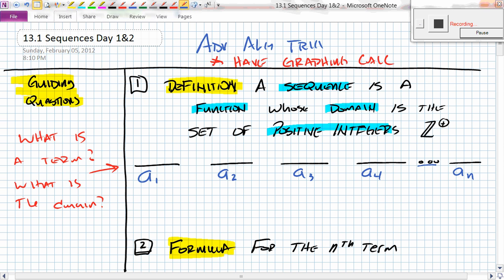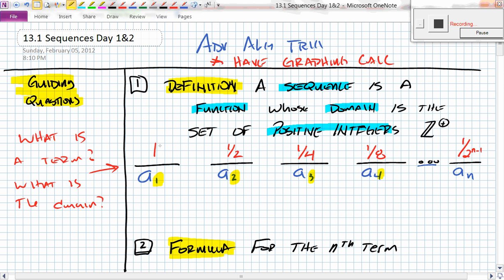Now when I say domain, I'm talking about these digits down here, the subscript. 1, 2, 3, 4. Those are your positive integers. That's your domain, not the output values. A lot of people get that confused. So as an example, if I gave you a sequence is a function, right? So the input, if I give you 1, 1/2, 1/4, 1/8, and then 1/2 to the n minus 1.